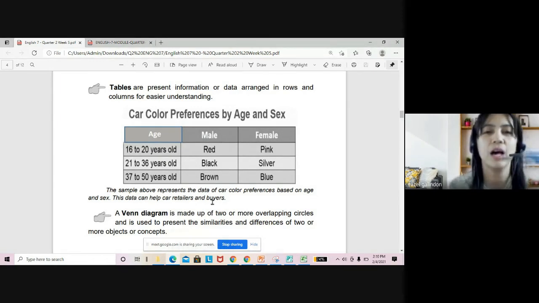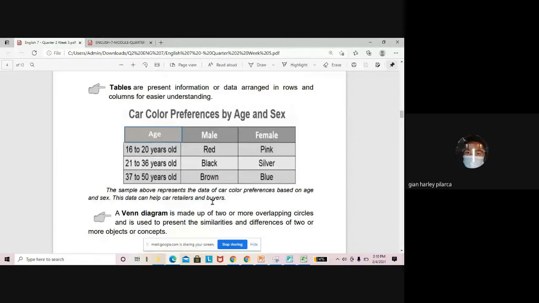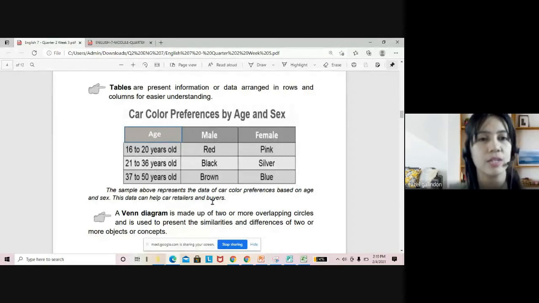Okay. How about, what color do the females at the age of 16 to 20 years old prefer? Pink. Okay, so females of ages 16 to 20 years old preferred the color pink for their cars.